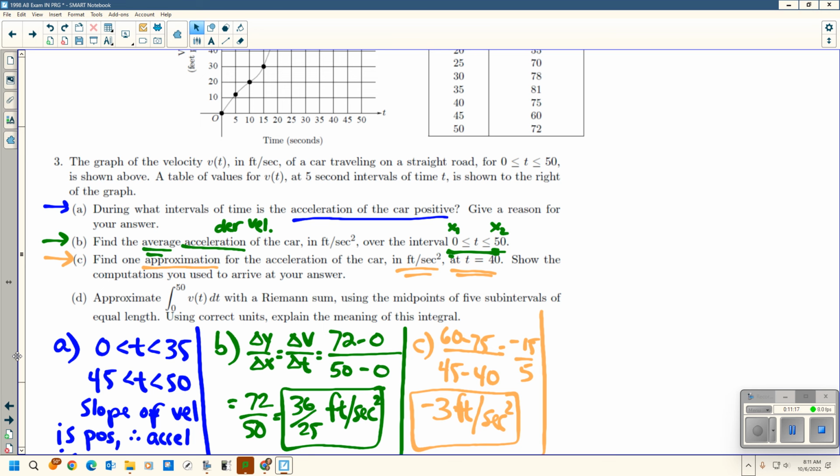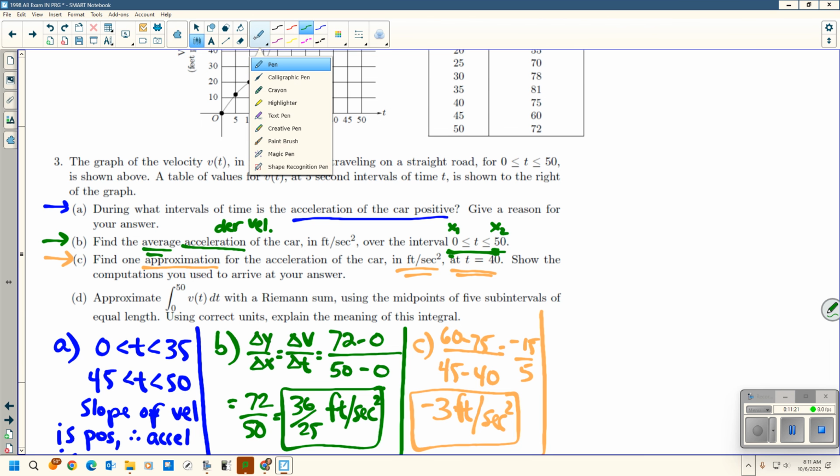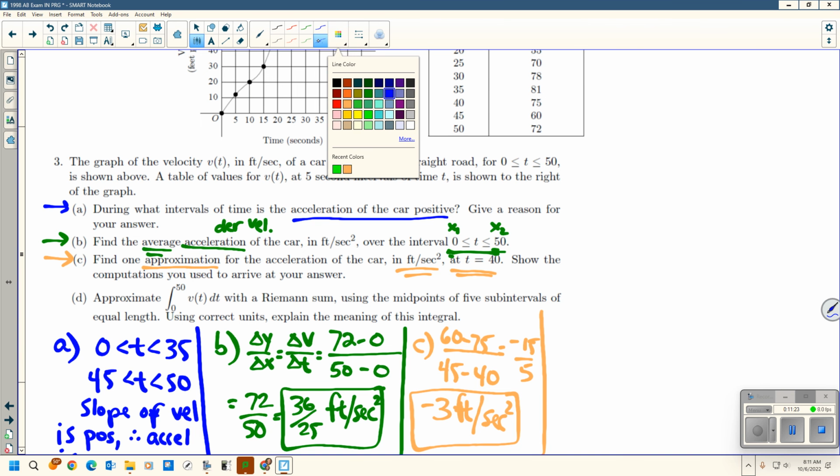Okay, so let's, I'm feeling a little grayish. Feeling gray for this last one. Maybe it's because we're done so soon. So we're going to do great.